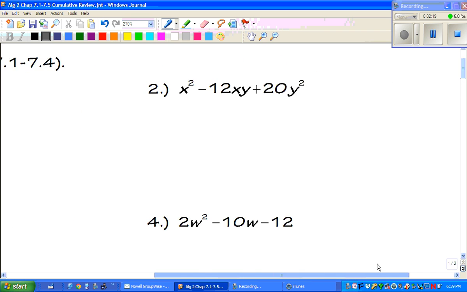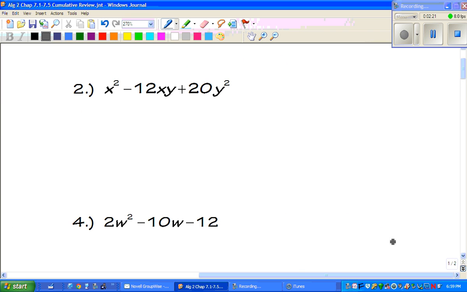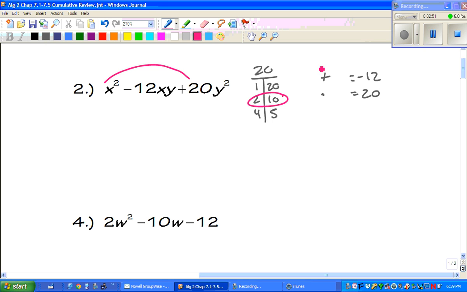All right, number 2. The first thing we do is check to see if there's a GCF, which there isn't. So then, it's a trinomial. We multiply those two and we get 20. The factors of 20 are 1 and 20, 2 and 10, 4 and 5. So what numbers add up to negative 12 and multiply to get positive 20? Okay? And that should be negative 2 and negative 10. So you split that middle term.